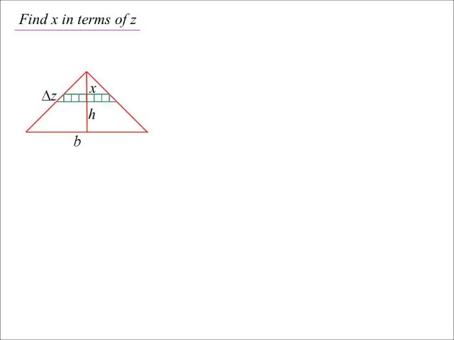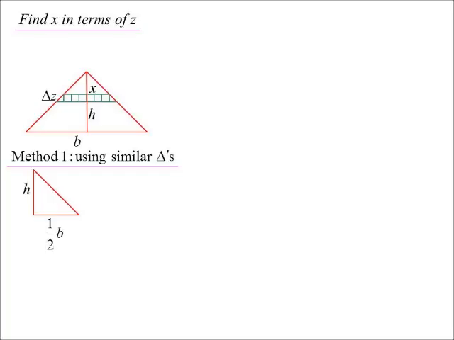Let's put our slice in. There's our slice. And we said the width of our slice is x, and the thickness is z. Well, the first way I could do this is using similar triangles. So let's just redraw the similar triangles. I've got one triangle there where the height is h, and the base would be half of b. And then I've got a smaller one at the top, which would be similar. And the height would be h minus whatever the z value is.